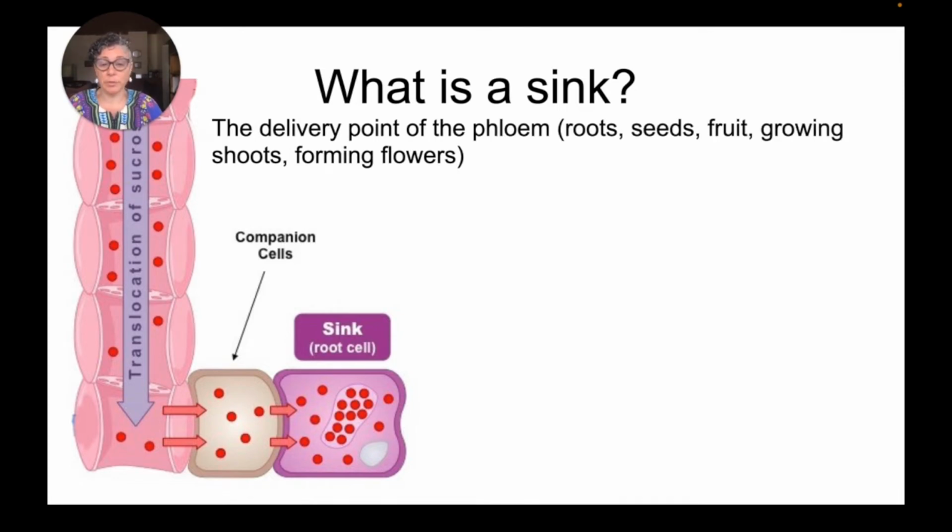This could be the roots, it could be seeds, it could be fruit, growing shoots, forming flowers. There are various sinks depending on the needs of the plant at a particular time. And in the next video, we'll talk about what some of those needs could be.